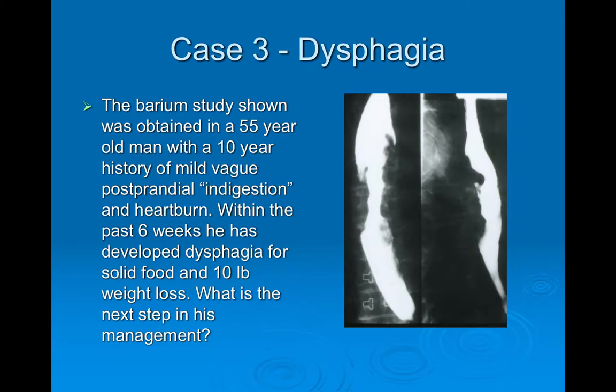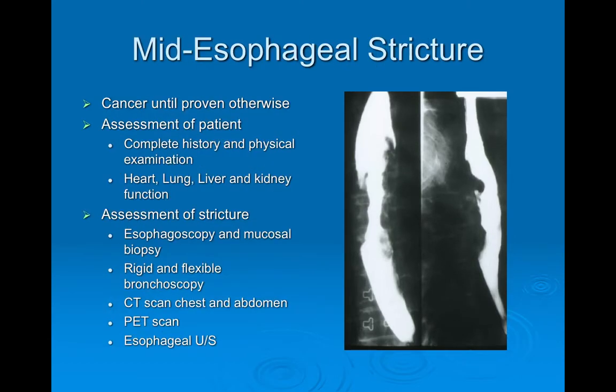Cancer. Cancer's everywhere, really, is what this should show you. It doesn't matter what type of symptom, it should always be in your possible diagnoses. So, a mid-esophageal stricture is pretty much cancer until proven otherwise. You want to get that history and physical and assess their other comorbidities, and then to work it up.